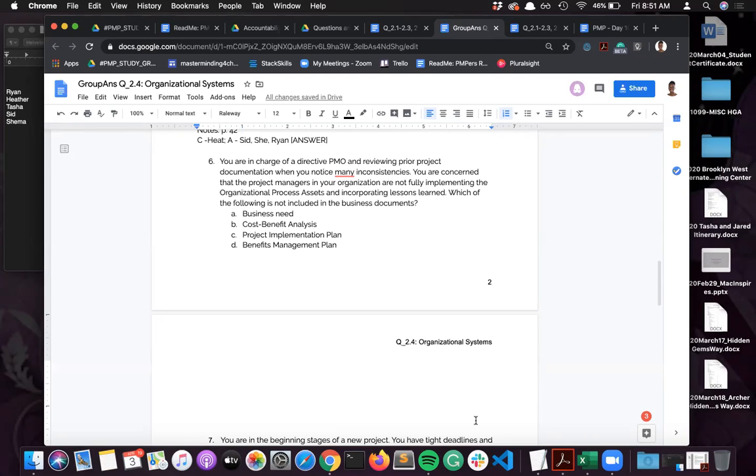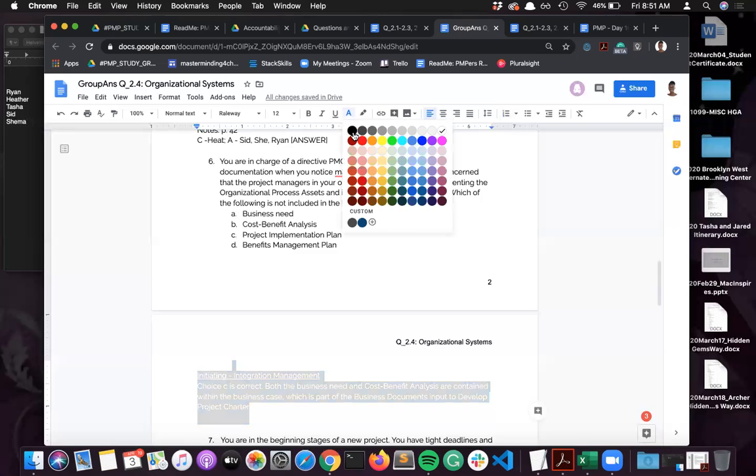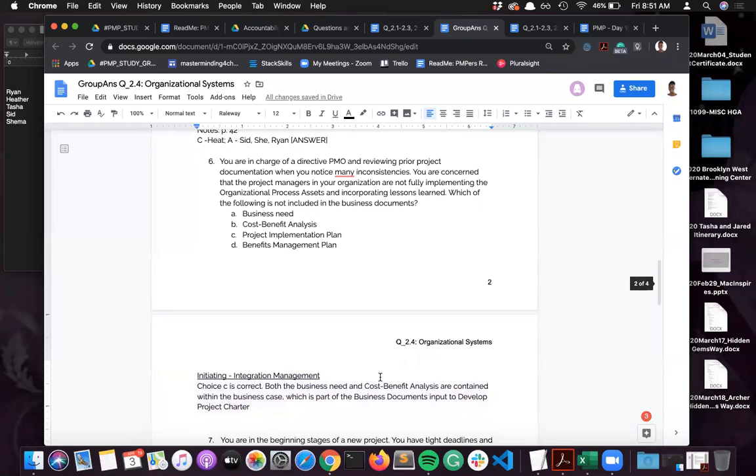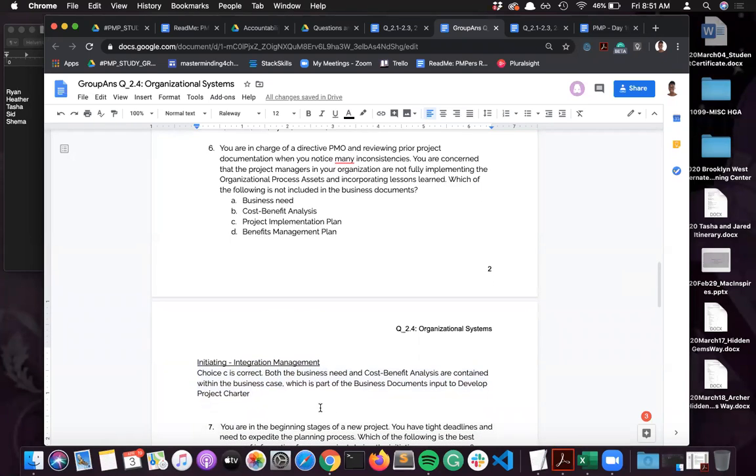I'm gonna go with C, because I think your project implementation plan would come further along the line. It won't be part of the business document that is used to create the charter. I mean, that's what I think. Okay, so the answer is C. I'm going with C. It's C, right? Okay. Yay. So this came from. And was my reasoning right, Tasha, behind it?